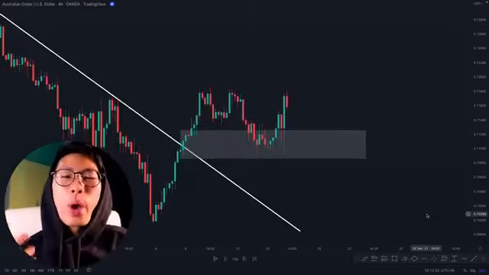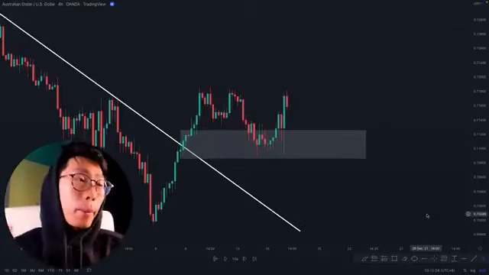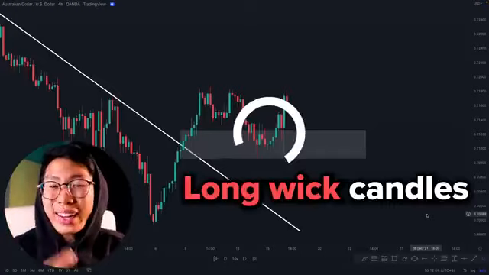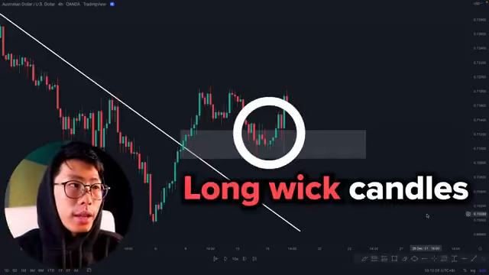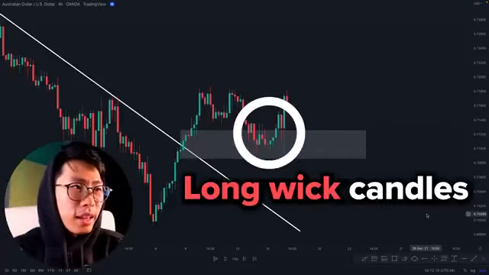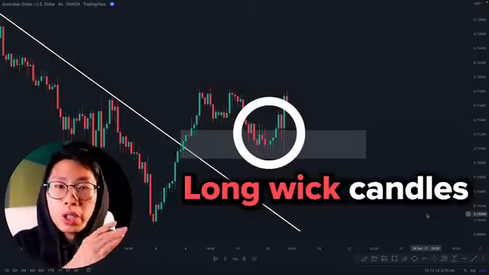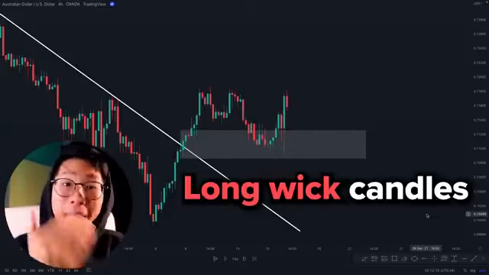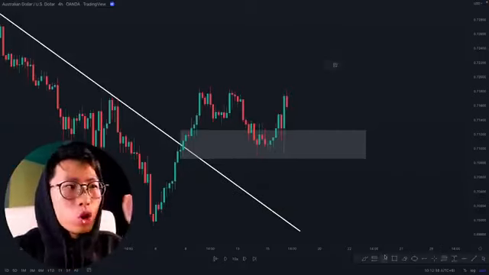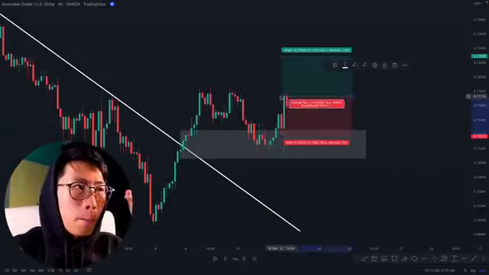At this point of time, this is where I will enter for our buy position, because price gave us a long wick candle multiple times. Once again, you can see a lot of candles that gave us long wicks right here, which shows us that price is rejecting this strong area and it's going to go back up. So right here, this is when I will enter for a buy position.